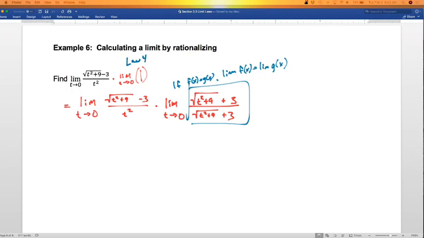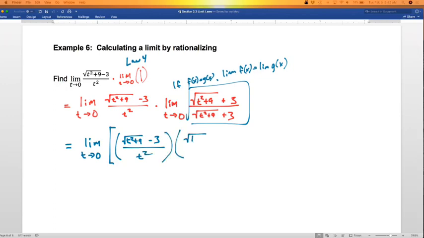And then I can use law 4 again in reverse to say this equals the limit as t approaches 0 of the square root of t squared plus 9 minus 3 over t squared, times the square root of t squared plus 9 plus 3 over the square root of t squared plus 9 plus 3.